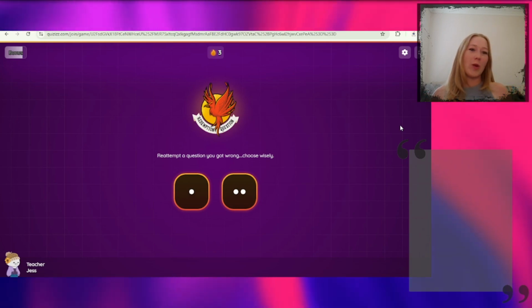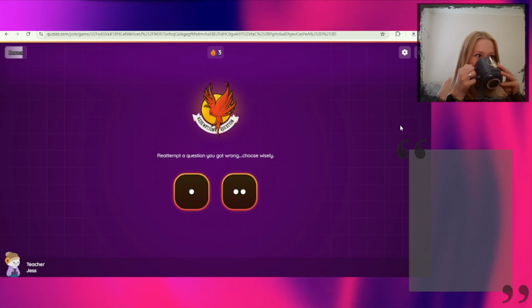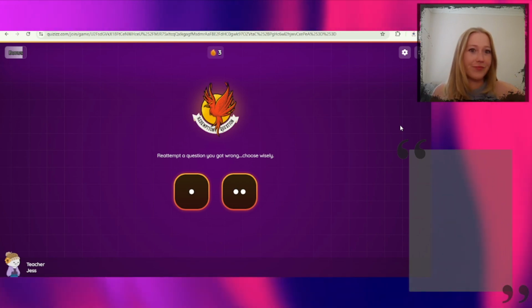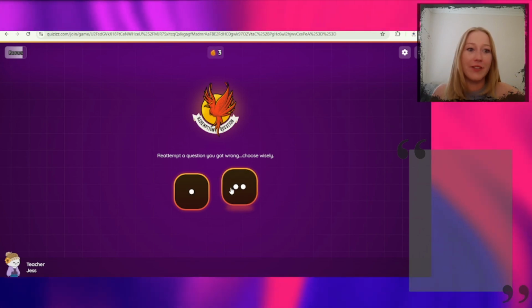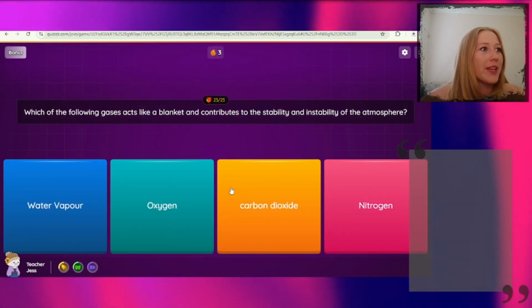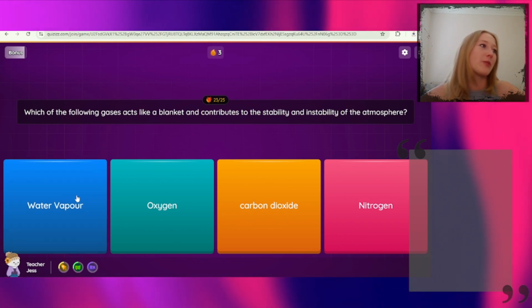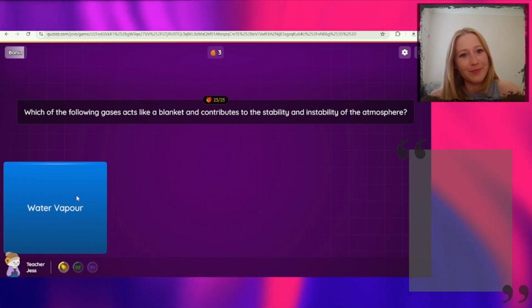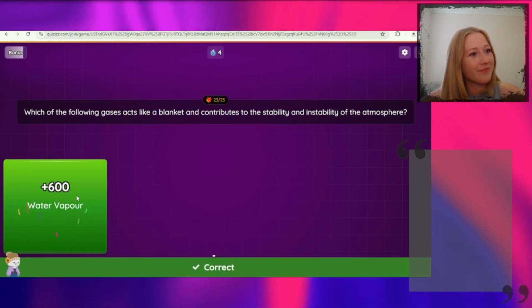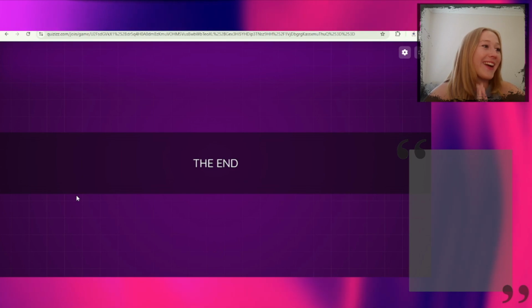Yay! Oh, one or two. Hmm. I still feel like I've had best luck with two. Number two. Which of the following gases? Okay, this was water vapor. Acts like a blanket and contributes to the stability of the atmosphere. Yay! How did I do?